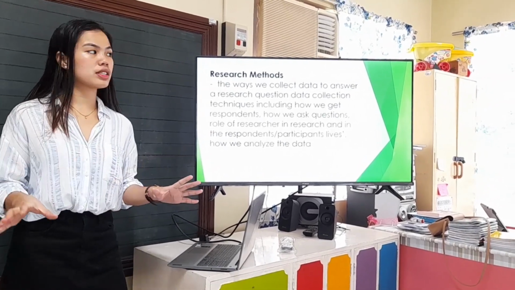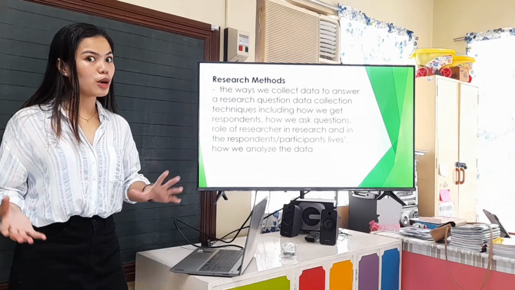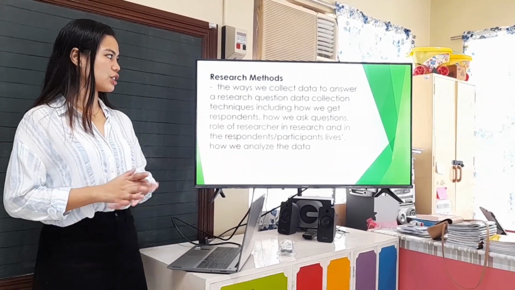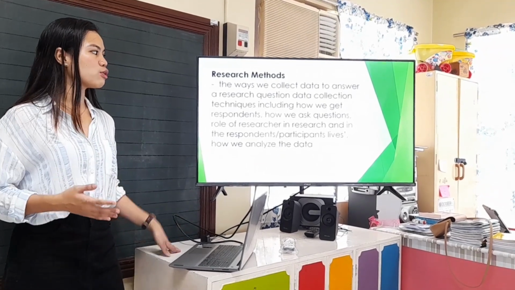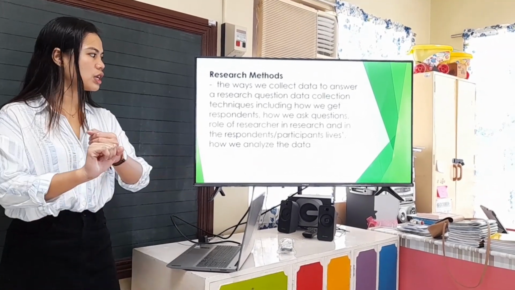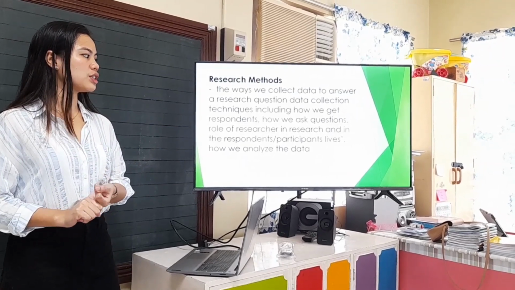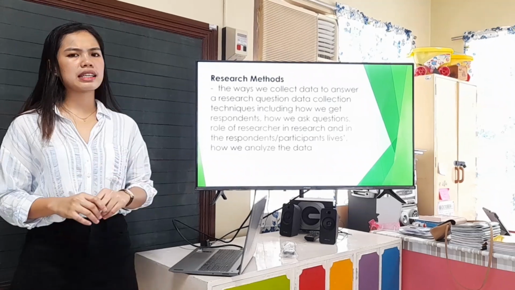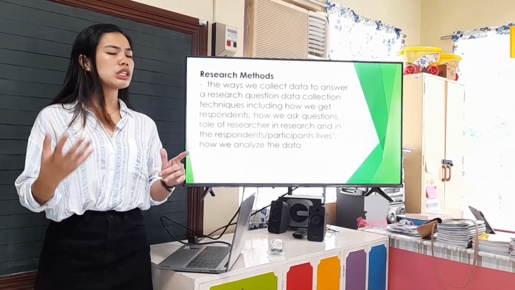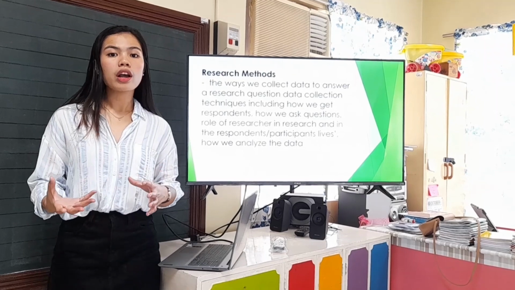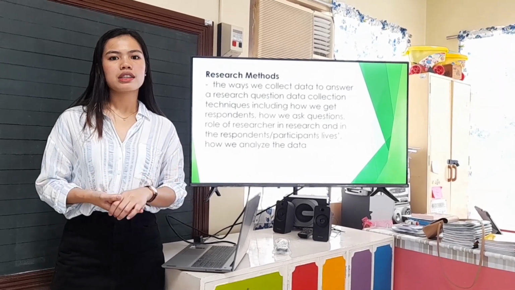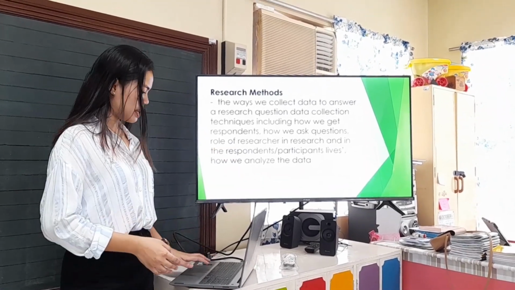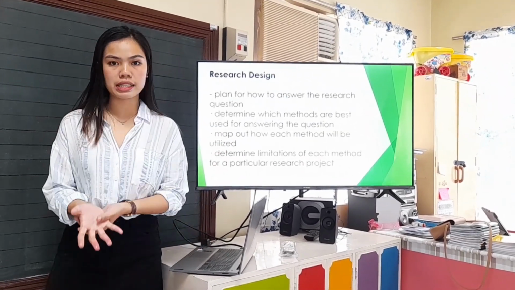Research methods are the ways we collect data to answer a research question: data collection techniques, including how we get respondents, how we ask questions, the role of the researcher in research and in the participants' lives, and how we analyze the data. So basically, the research method is one of the backbones of research, since it shows us the vision of the whole research process. Now, we have here the research design.